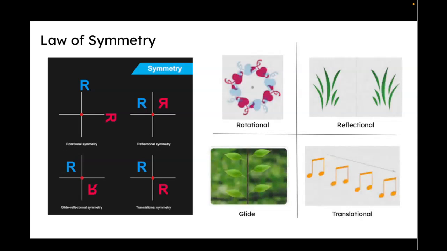With symmetry as well, we see this in nature, we see it in design, and you can see that there are different types of symmetry, whether it's rotational symmetry, reflectional symmetry, glide reflectional symmetry, or translational symmetry.